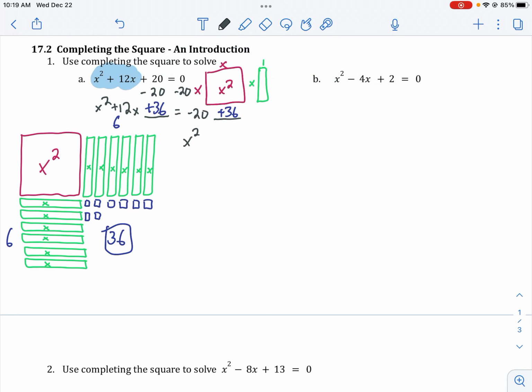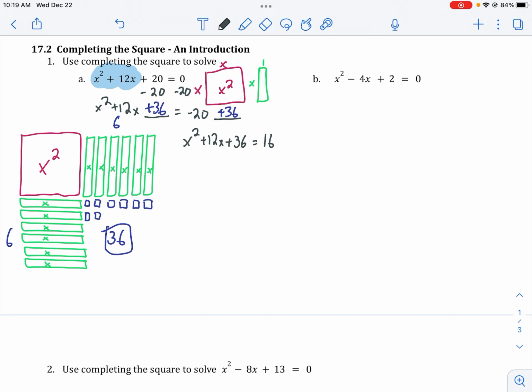Okay. Now, how does this help us solve anything? Well, if I rewrite what we have here, x squared plus 12x plus 36 equals, and negative 20 plus 36 is 16. Well, now the left side is a perfect square, which means we can rewrite it in a form that's much easier to solve. Okay. So what we're going to rewrite it as is the square we have right now, which represents the area. So we have 1 x squared, we have 12 x's, and then we have 36 of these unit squares.